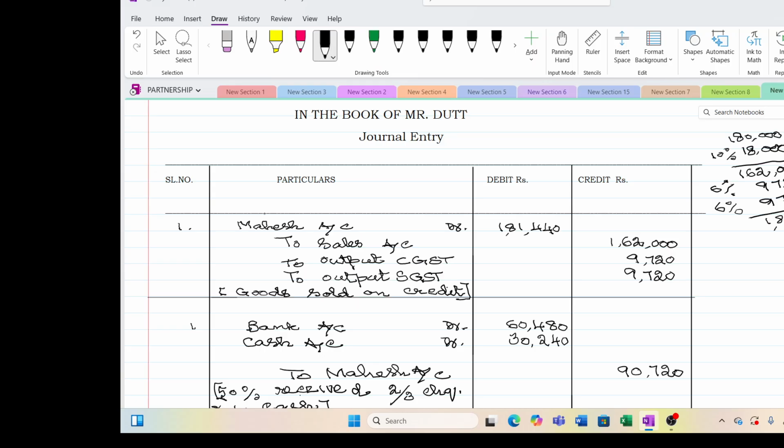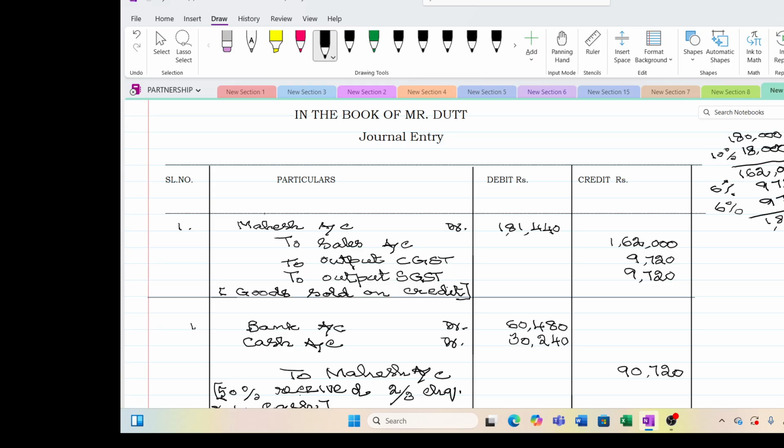So 1,81,440 Mahesh account is debited along with the tax amount. Okay. And the sale of goods is 1,62,000, and the output CGST and output SGST are credited. Why is it credited? Because it is a liability for Mr. Dutt, who is selling the goods. Why is it a liability? Because he has to make this payment to the government. Okay. So you understand up to this point. So 9,720 he has booked the GST and claimed from that person.